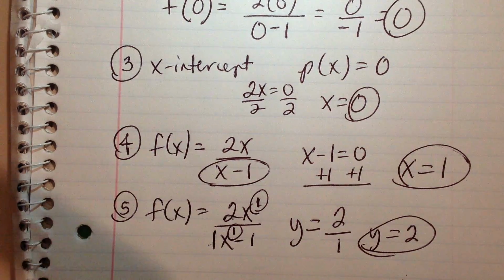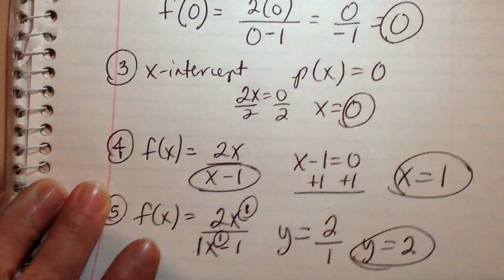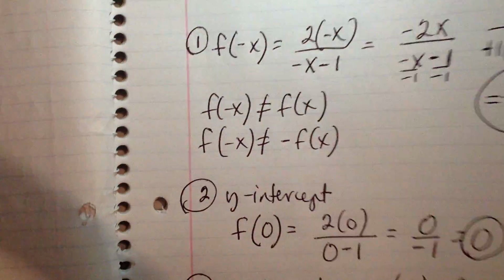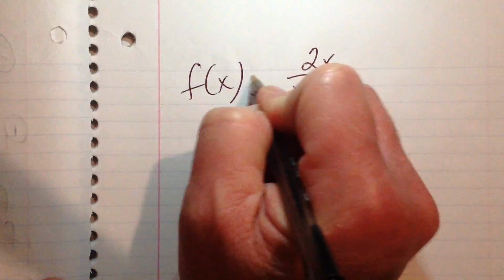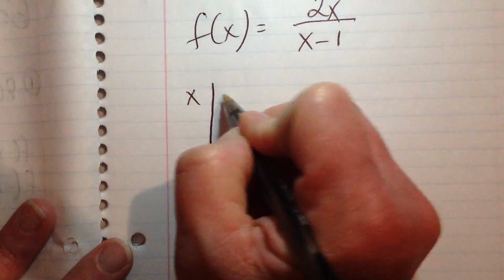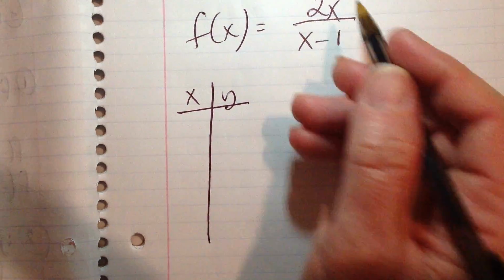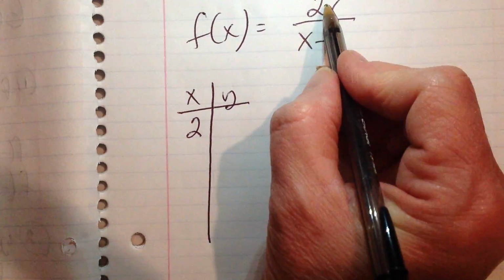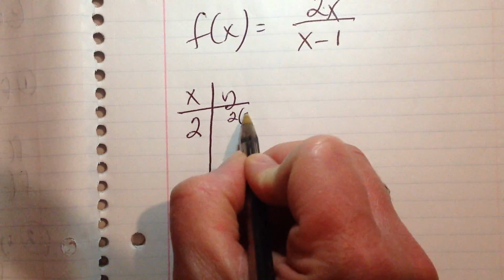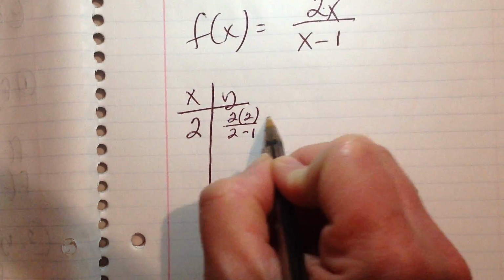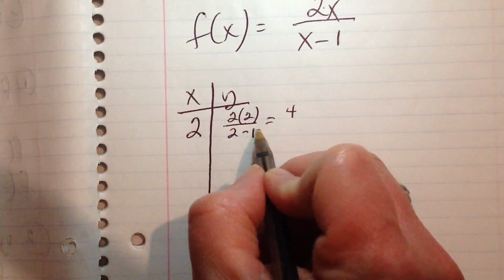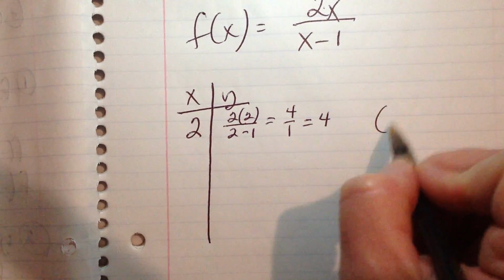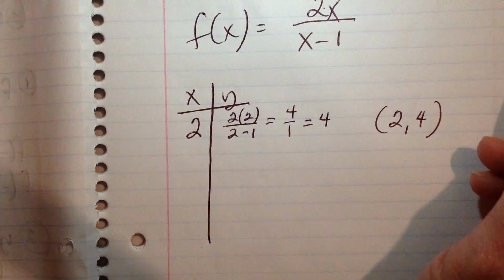Okay? Then we'll start plotting points, and we can find a few more points on this graph. Let's do that. I'm going to just use a table and find a few more points for us. If I plug in 2 into this problem, I would have 2 times 2 divided by 2 minus 1. So 2 times 2 is 4, and 2 minus 1 is 1. Therefore, the point (2, 4) is also on this graph.